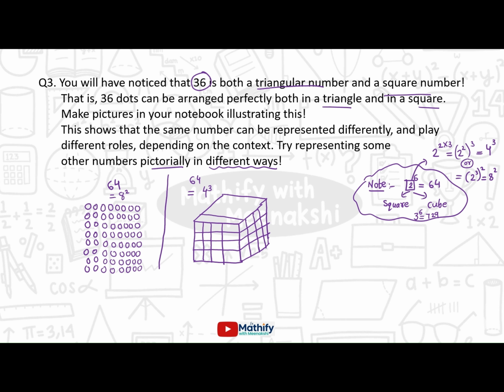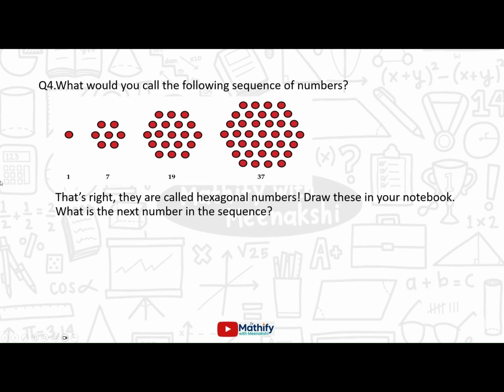And here again, now you will extend these lines. So this will give you the cube. We'll just correct this one. Yes, it's a square. You can write this: it's a square and it's a cube. Let's move to the next question.